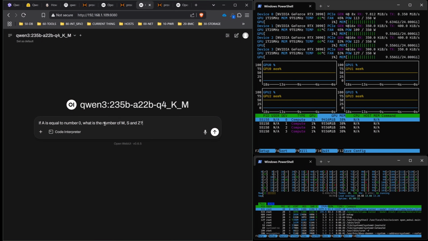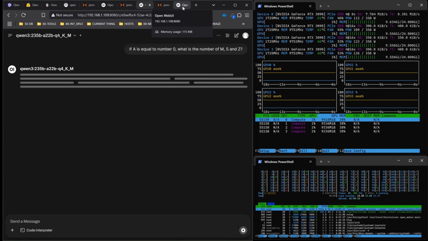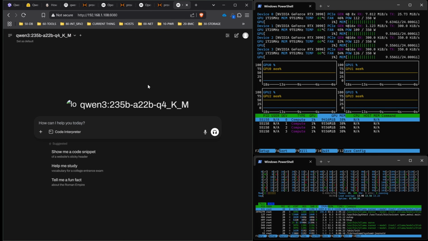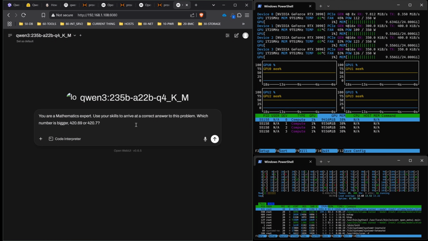I did adjust up the num parallel to 2 because it was very, very painful. Like I mentioned, that's one of the things that you just can't get away from. You open a new chat window, you're going to run into problems if you have it set to num parallel 1. Coming back over here, we're going to launch on the Z440 the simple comparison to find out which is bigger, 420.69 or 420.7.